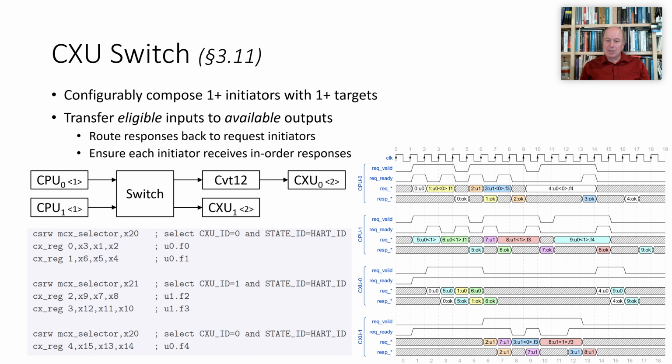The code below left is running on each of the two CPUs. Each writes its hart's MCX selector for CXU ID 0 and issues two custom instructions. Then writes MCX selector for CXU ID 1 and issues two more custom instructions, and loads MCX selector with CXU ID 0 again and issues a fifth custom instruction. The busy waveform at the right illustrates the request and response streams and the handshakes seen by the two CPUs and the two CXUs. Please refer to the spec for more detail on this.